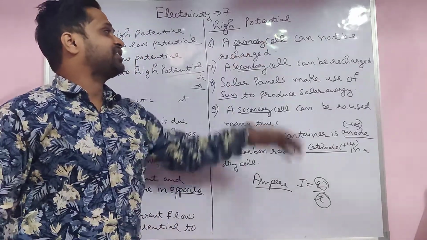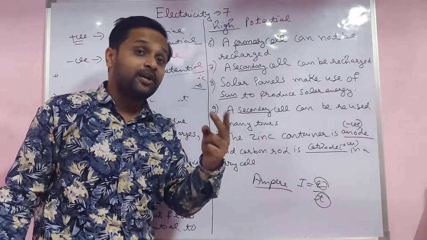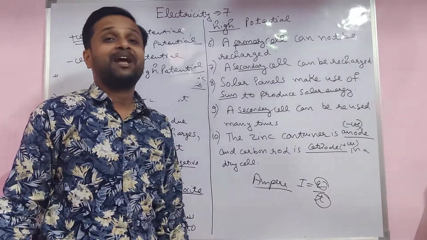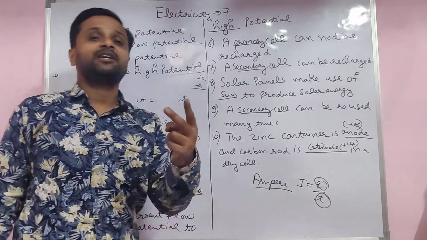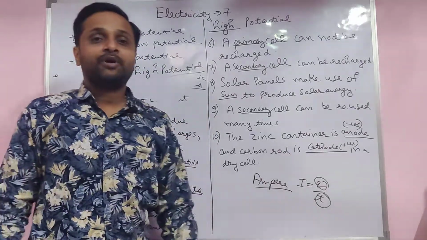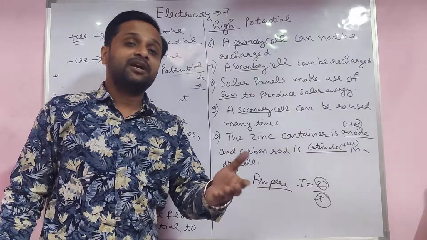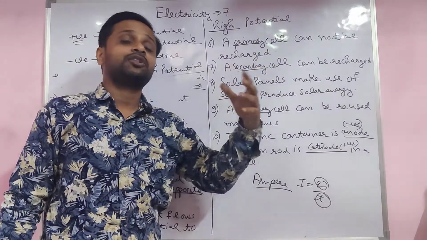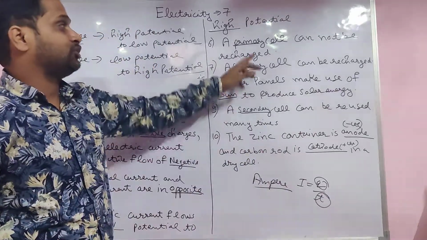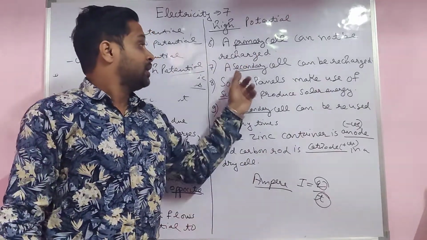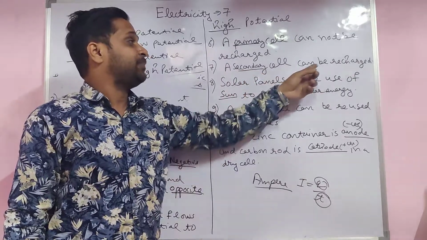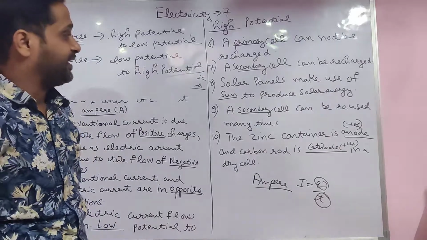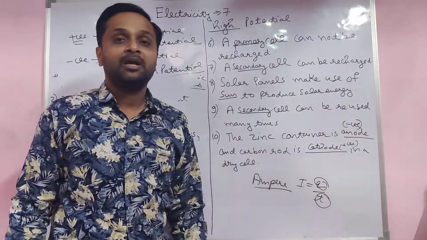The dash charge cannot be recharged. Two types of cells are there, primary and secondary. If you are able to recharge and use the cell again, that is a secondary cell, but a cell you use and throw away is primary only. So the answer is primary. A dash cell can be recharged. Which one? The answer is the secondary cell.